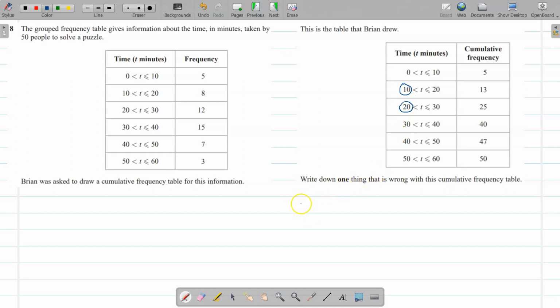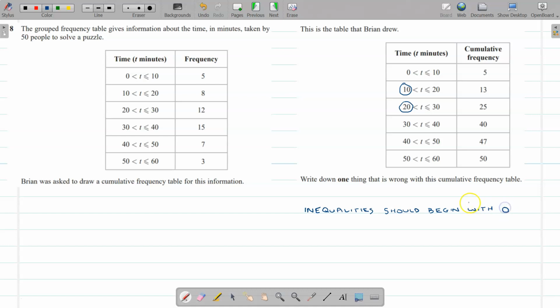So all you need to say is inequalities, that's the things in this column here. Inequalities should begin with 0. If you put that, that's clear.